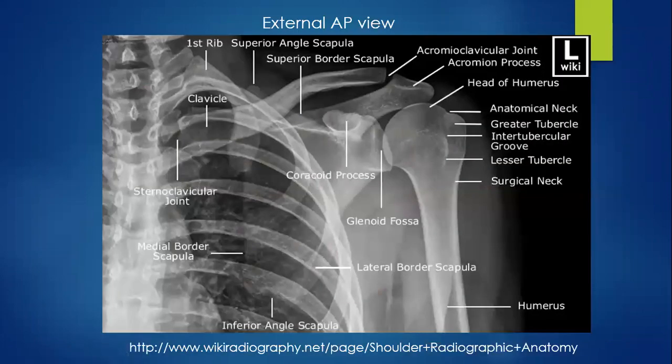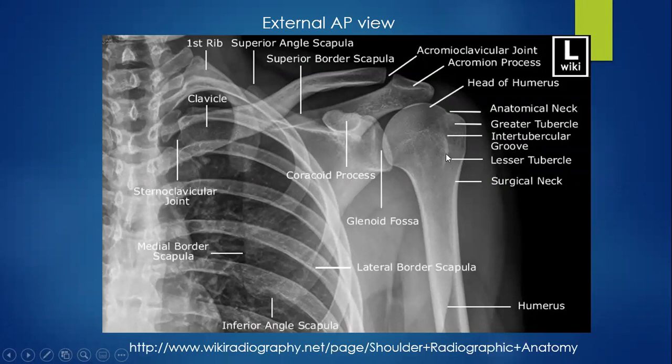Here is our external rotation x-ray. If you can look at this and tell it's an external rotation, you're going to see the greater tubercle on the lateral portion. So this little bump of bone, this is our greater tubercle poking out. This is our little intertubercular groove. The space between the greater tubercle and the lesser tubercle is a groove there. So here's our lesser tubercle.